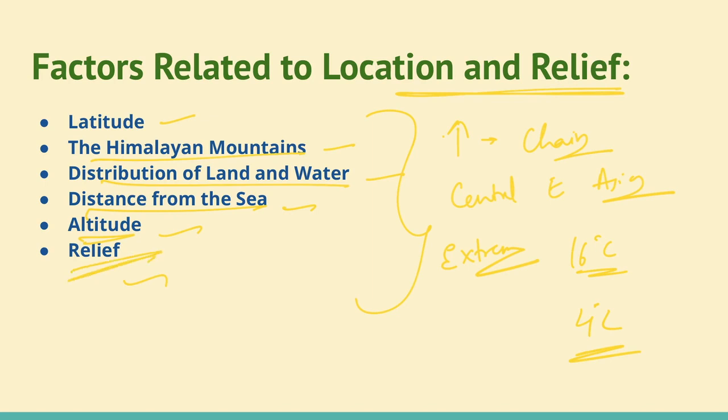Relief. Relief is also called physiography. The physiography of India affects the temperature, air pressure, direction and speed of wind, and the amount and distribution of rainfall. The windward sides of the Western Ghats and Assam receive high rainfall during June to September, whereas the southern plateau remains dry due to its leeward situation along the Western Ghats.